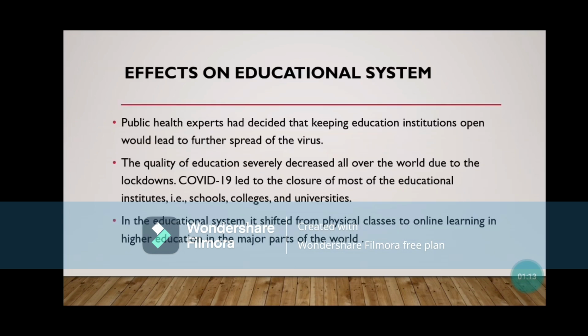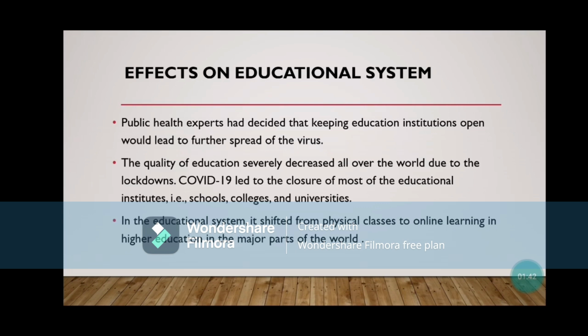Effects on educational system. This also had a major impact on the educational system and people's careers. Public health experts had decided that keeping educational institutions open would lead to further spread of the virus. So as a preventive measure, they closed the educational institutions. The quality of education severely decreased all over the world due to this lockdown. COVID-19 led to the closure of most of the educational institutes, schools, colleges, academies, universities, and all other institutions.